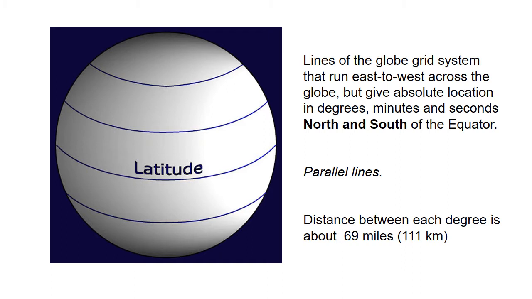One of the important things to see about latitude versus longitude is that the parallels are just that. The parallels are parallel lines. They never come together. Okay, and the distance between each degree of latitude is always the same. It's about 69 miles.